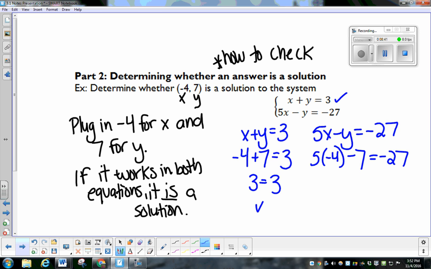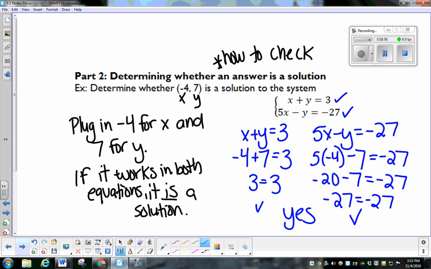Let's see if that's true. 5 times -4 is -20, and I have minus 7. And -20 minus 7 is -27. So that makes my equation true. So it worked in both of those equations, so that means that yes, (-4, 7) is a solution to that system.